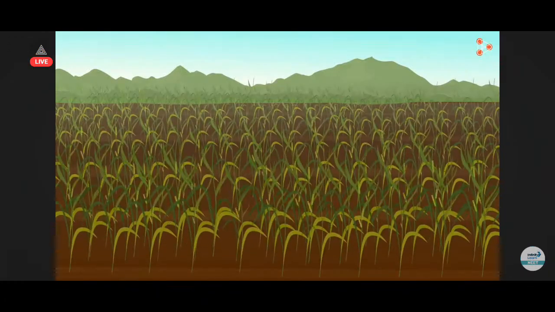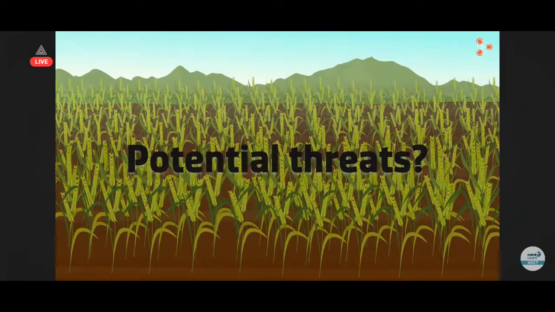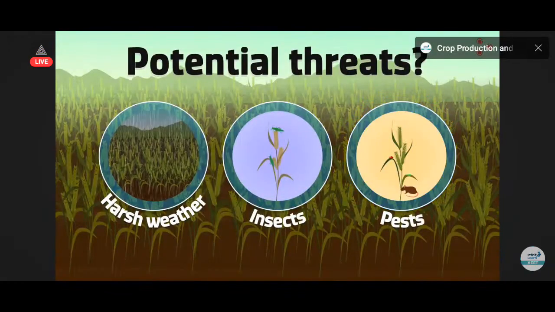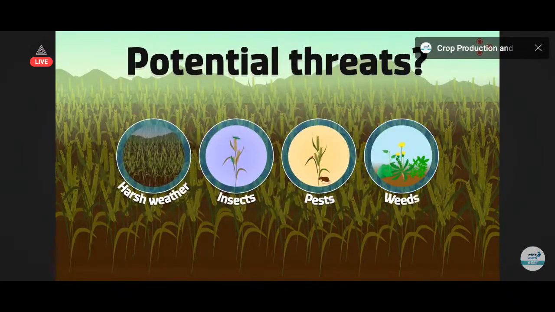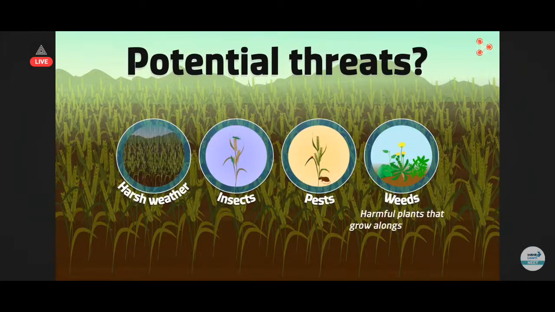Do you know the things that constitute insects, pests, and what else? Weeds. That's right. Weeds are harmful plants that grow alongside the crops.